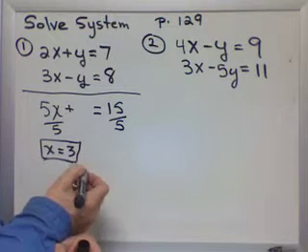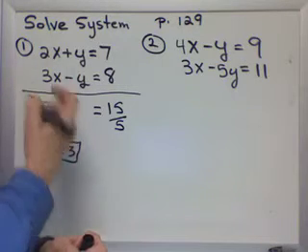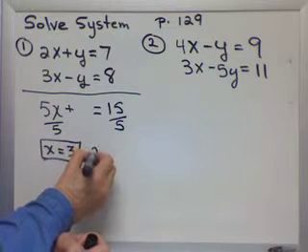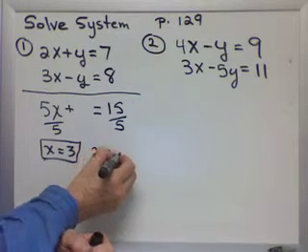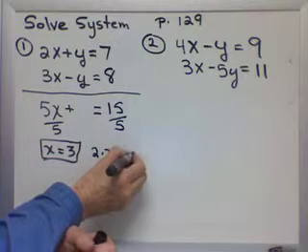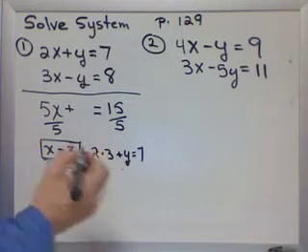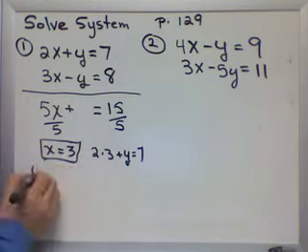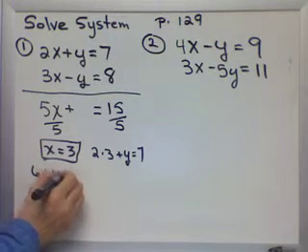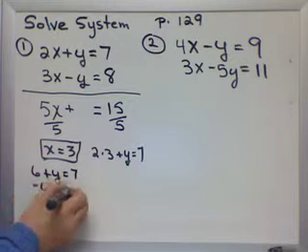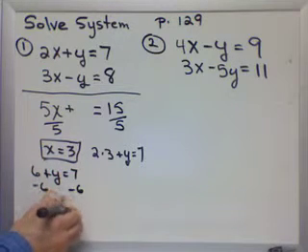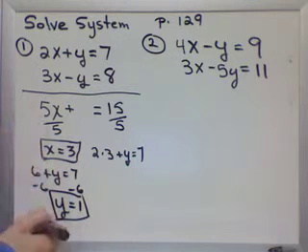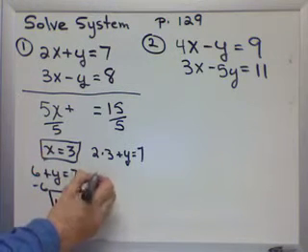How do I get the y? Go to either one of these equations. I'm going to take the first one. So if x is 3, that means 2 times 3 plus y equals 7, right? 6 plus y equals 7. Subtract 6. That's a no-brainer, right? y equals 1. So the answer to the system, x is 3 and y is 1.